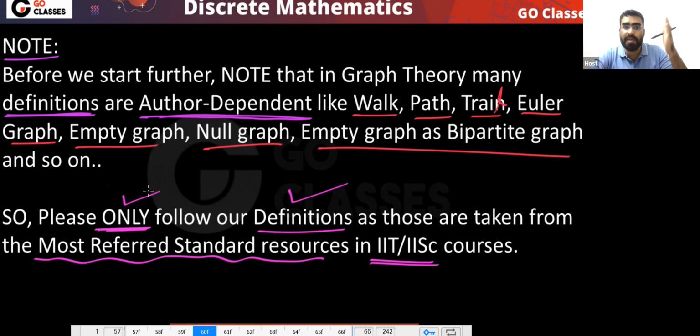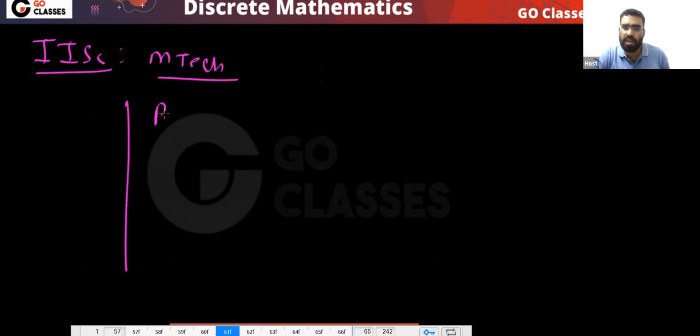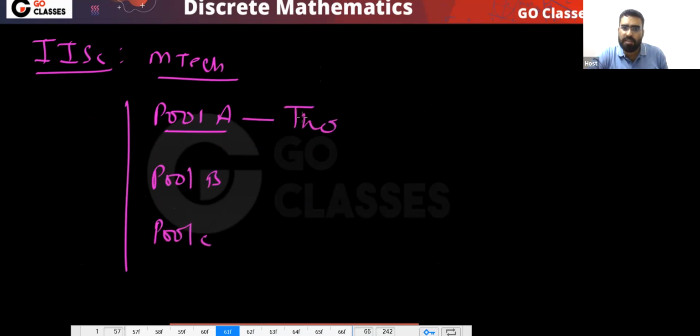We are taking them from NPTEL courses, and from my IISc course. Actually, I have done my specialization in graph theory. If you go to IISc for MTech, there are 3 pools, pool A, pool B and pool C. Pool A is the theory pool. In this you have subjects like algorithms, data structures and graph theory.